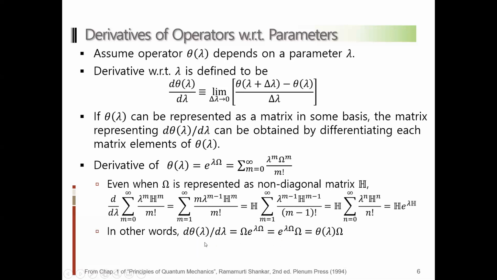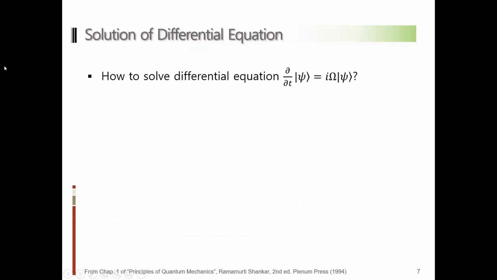And then in general, we can say that the derivative of the exponential function of the operator will be actually just the exponential function by itself multiplied by the matrix, when this exponent is the product of the scalar value and the operator. Then why were we interested in such a derivative of the exponential function? That's because we wanted to discuss this kind of differential equation.